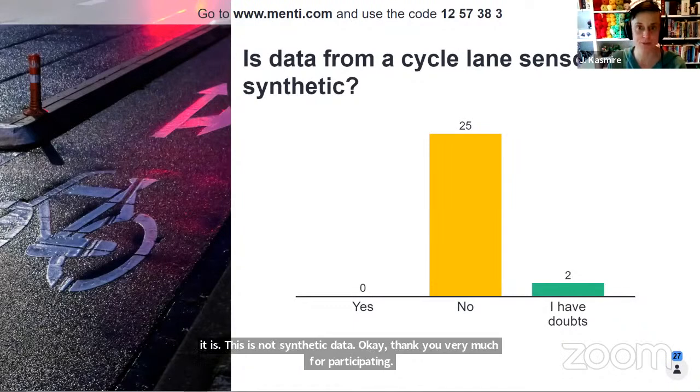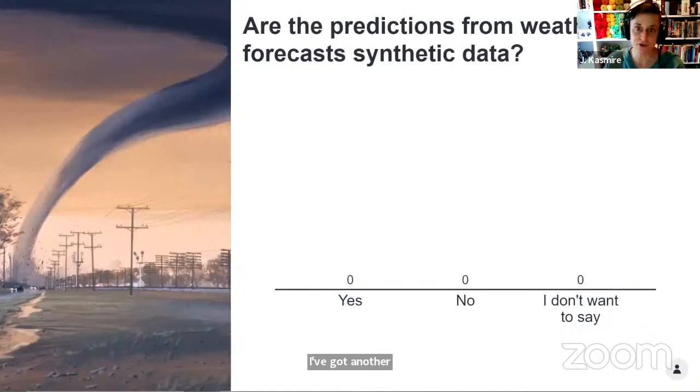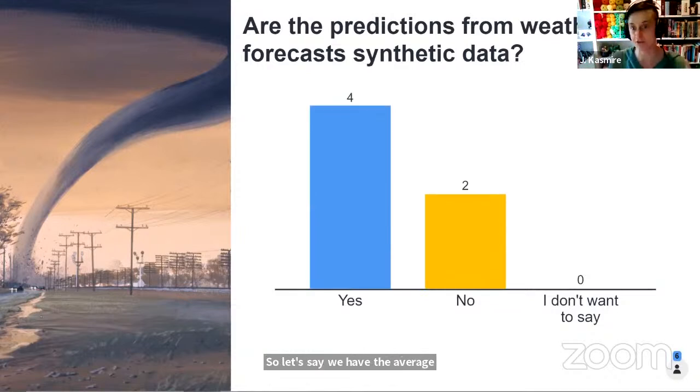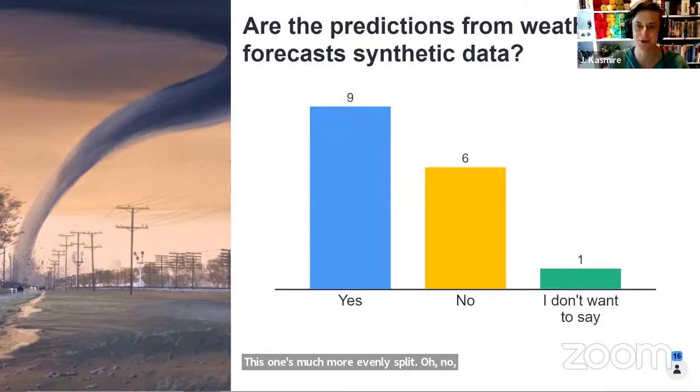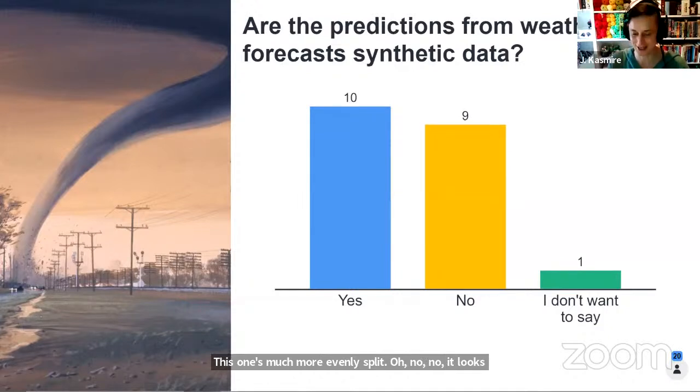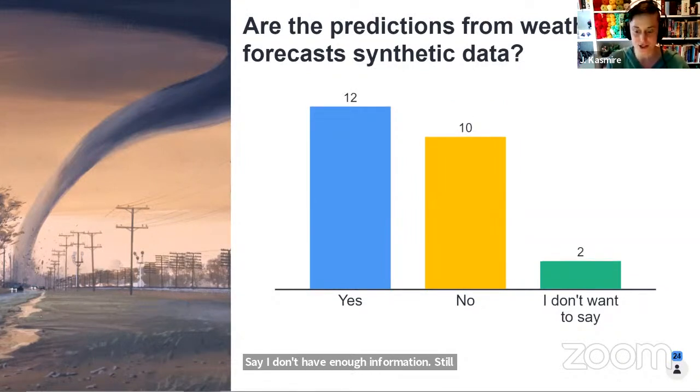I've got another fun one. Are the predictions from weather forecasts synthetic data? Let's say we have the average high temperatures for next week, according to Met Office forecasts. We've got more division on this one. This one's much more evenly split. Oh no, it looks like yes is winning. We've got some people who don't want to say, which is a very scientific answer: I don't have enough information. Still quite evenly split though. I think this is interesting.